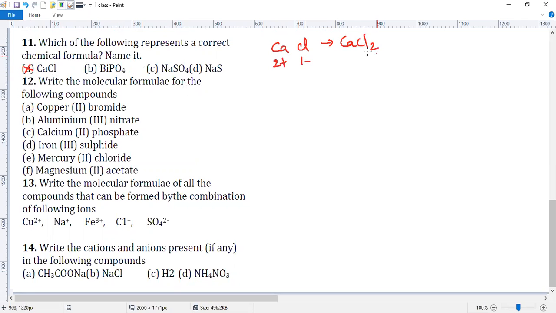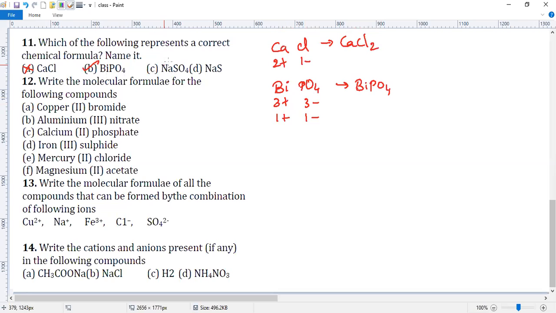BiPO4. Bi is bismuth and phosphate is PO4. Bismuth phosphate. Both these ions are trivalent in nature. So you will get Bi3+ and PO4 3-. You will take the LCM, this will become 1 plus and 1 minus. So you will be getting it as BiPO4. So bismuth phosphate is perfect and it's correct.